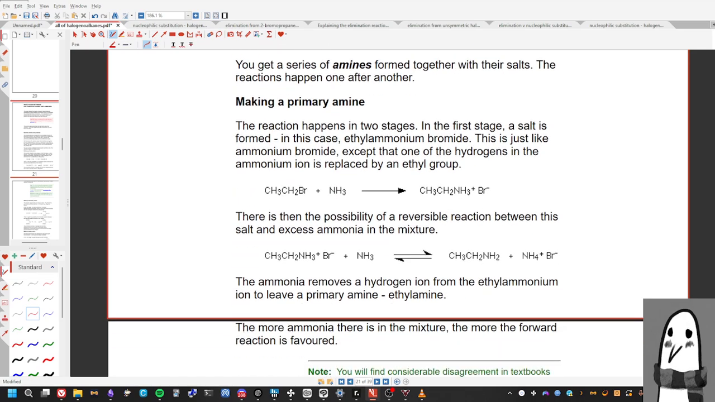So when you make the primary amine, the reaction happens in 2 stages. In the first stage, a salt is formed, in this case ethylammonium bromide. This is just like ammonium bromide, except that one of the hydrogens in the ammonium ion is replaced with an ethyl group. So one of the hydrogens in the ammonium is replaced by an ethyl group.